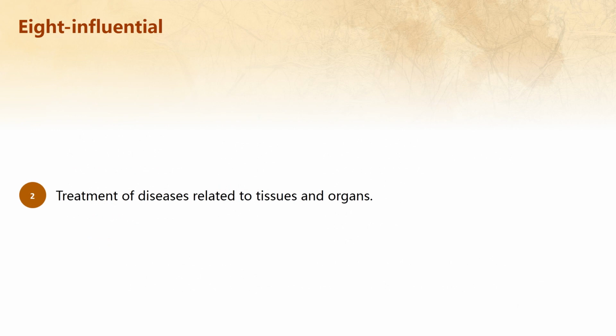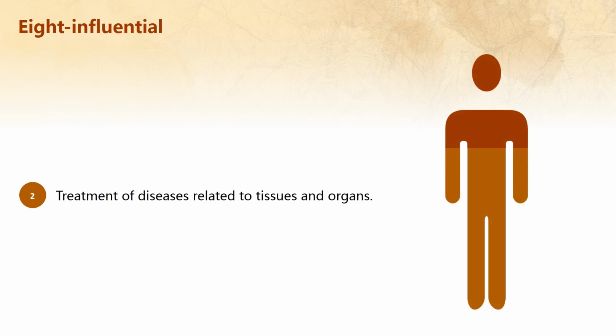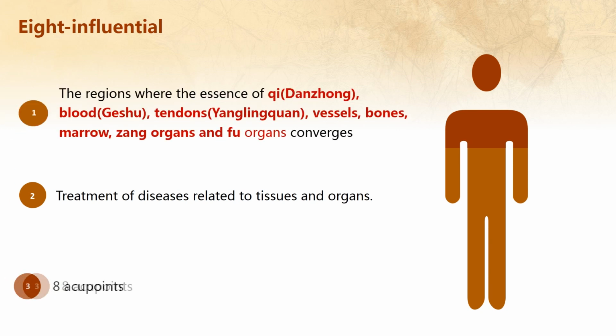8 influential points are the regions where the essence of qi, Danzhong, blood, Geshu, tendons, Yanglingquan, vessels, bones, marrow, zang organs, and fu organs converge. They can take care of the treatment of diseases related to tissues and organs.